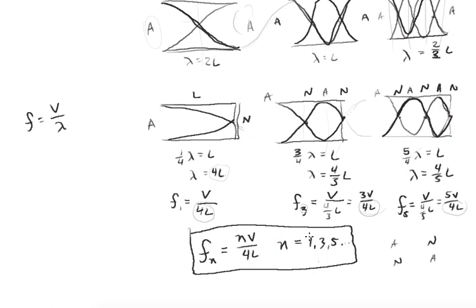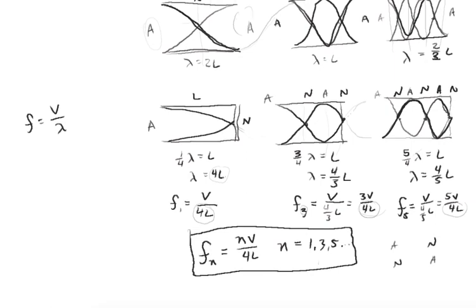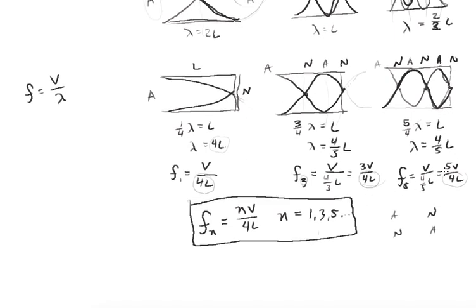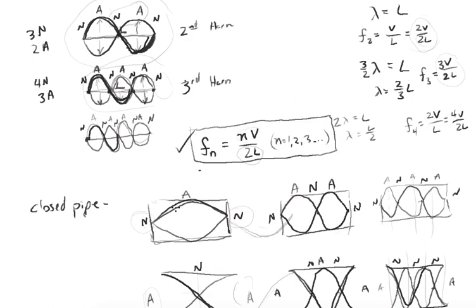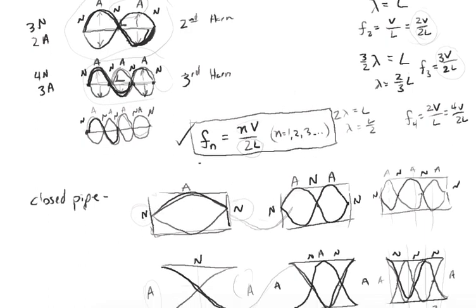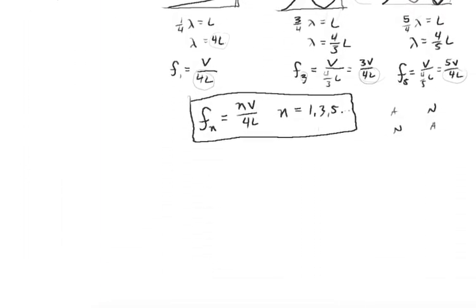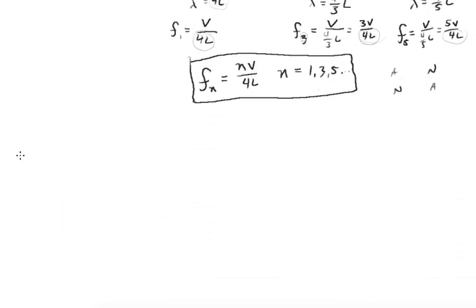Now, you don't have to be able to derive these equations, but you do have to know when to use each one and what they look like, or which situations they belong to. This is the one for where the start and the end aren't the same. This equation is for where they are the same. It starts with a node, ends with a node, or starts with an antinode, ends with an antinode for strings or pipes. Okay?